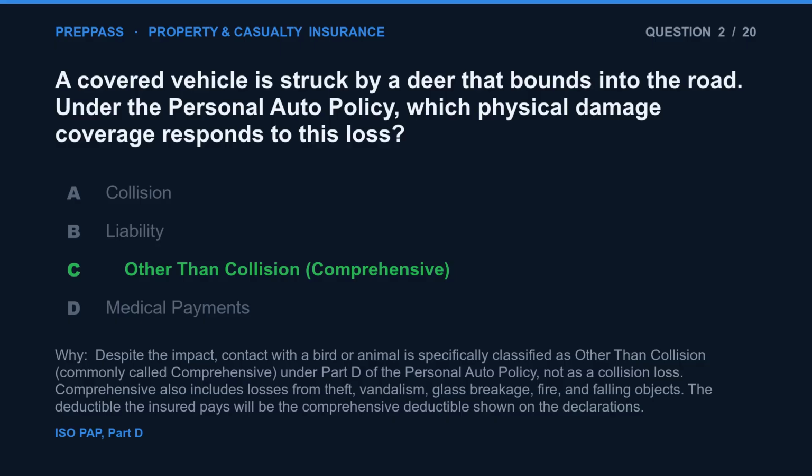The correct answer is C. Despite the impact, contact with a bird or animal is specifically classified as other than collision, commonly called comprehensive, under Part D of the personal auto policy, not as a collision loss. Comprehensive also includes losses from theft, vandalism, glass breakage, fire, and falling objects. The deductible the insured pays will be the comprehensive deductible shown on the declarations.